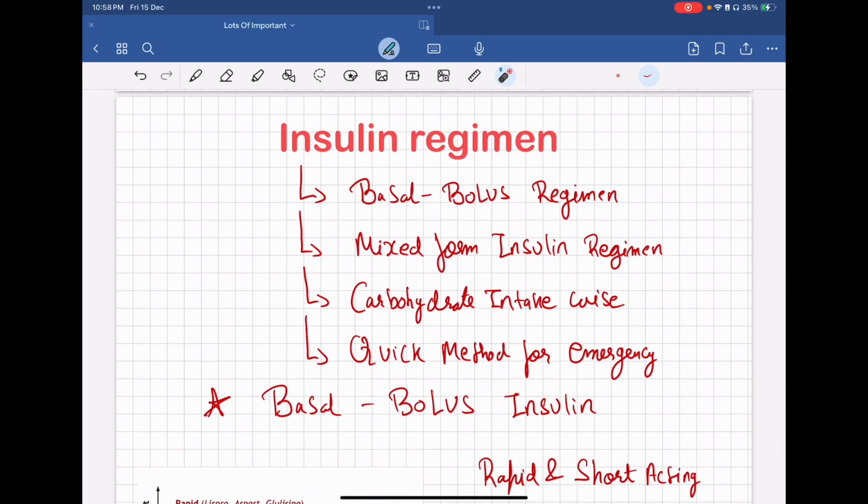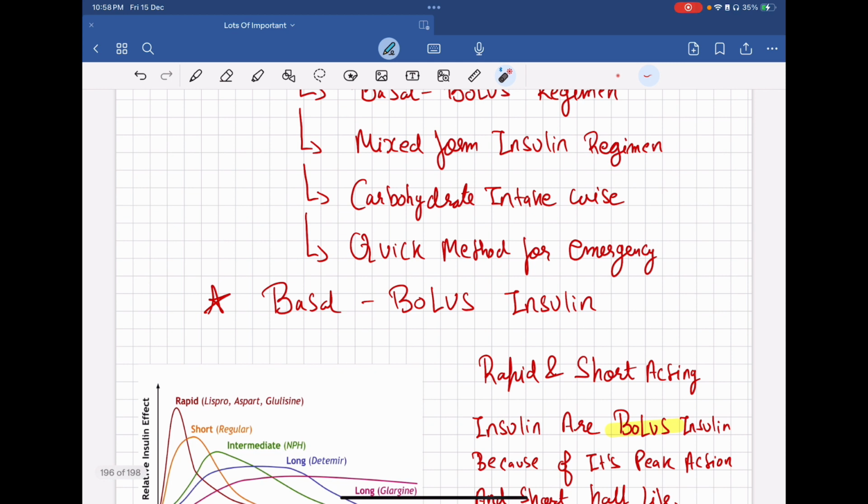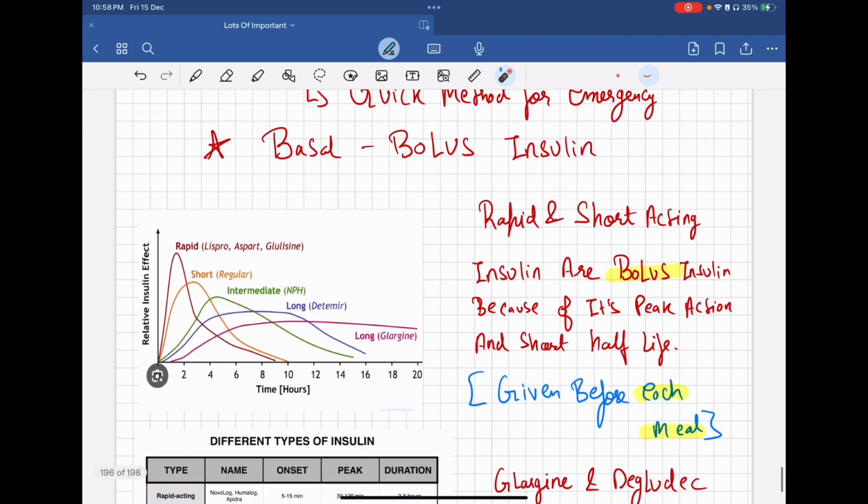Now forward to the main part, the insulin regimen. The first regimen is going to be the basal bolus regimen. And we will discuss Human Mixtard. We will talk about the dosing and how to correct the insulin in bolus insulin forms according to carbohydrate intake, and a quick method of calculation in an emergency.